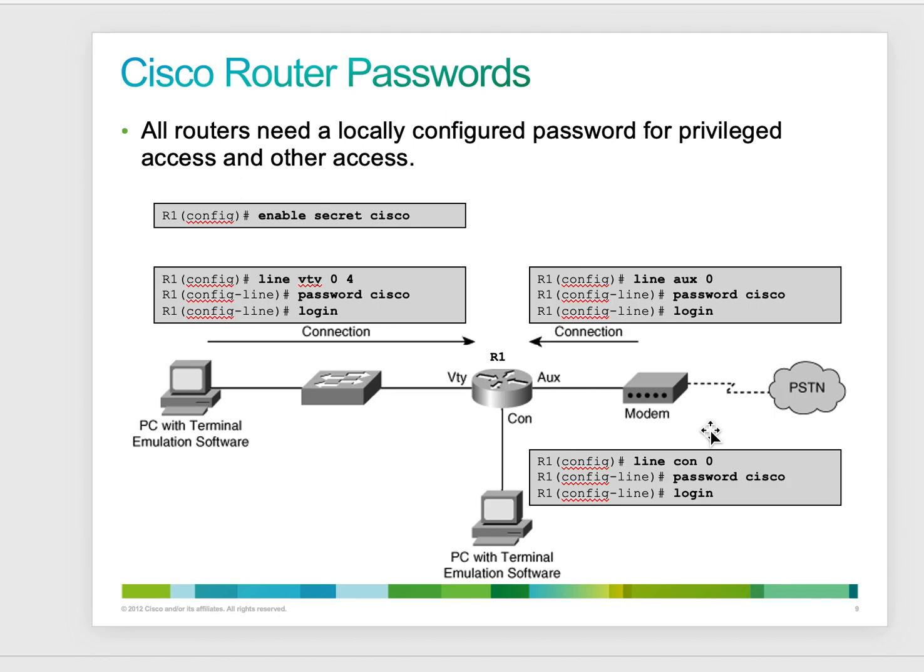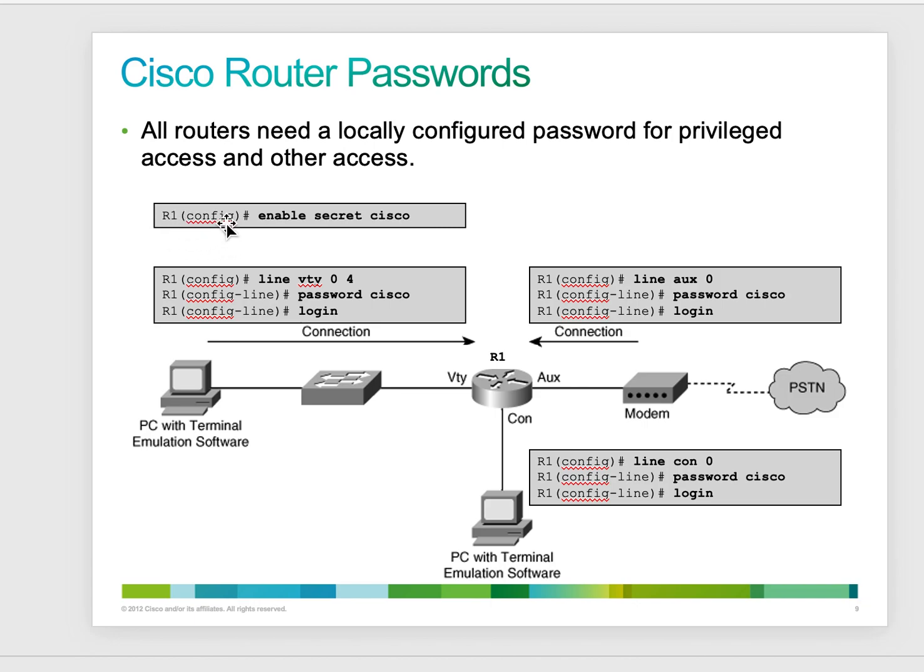Now, let's take a look at them. We say all routers need a locally configured password for privileged access and other access. For privileged access, ordinary user access, IT user access, chief administrator access, every access we have to configure locally on the router. What we do is to state which router, and routers are designated with numbers. Could be router 1, depending on how big your network is: router 1, router 2, router 3, depending on how many routers you have. Let's say we're using router 1 for instance.